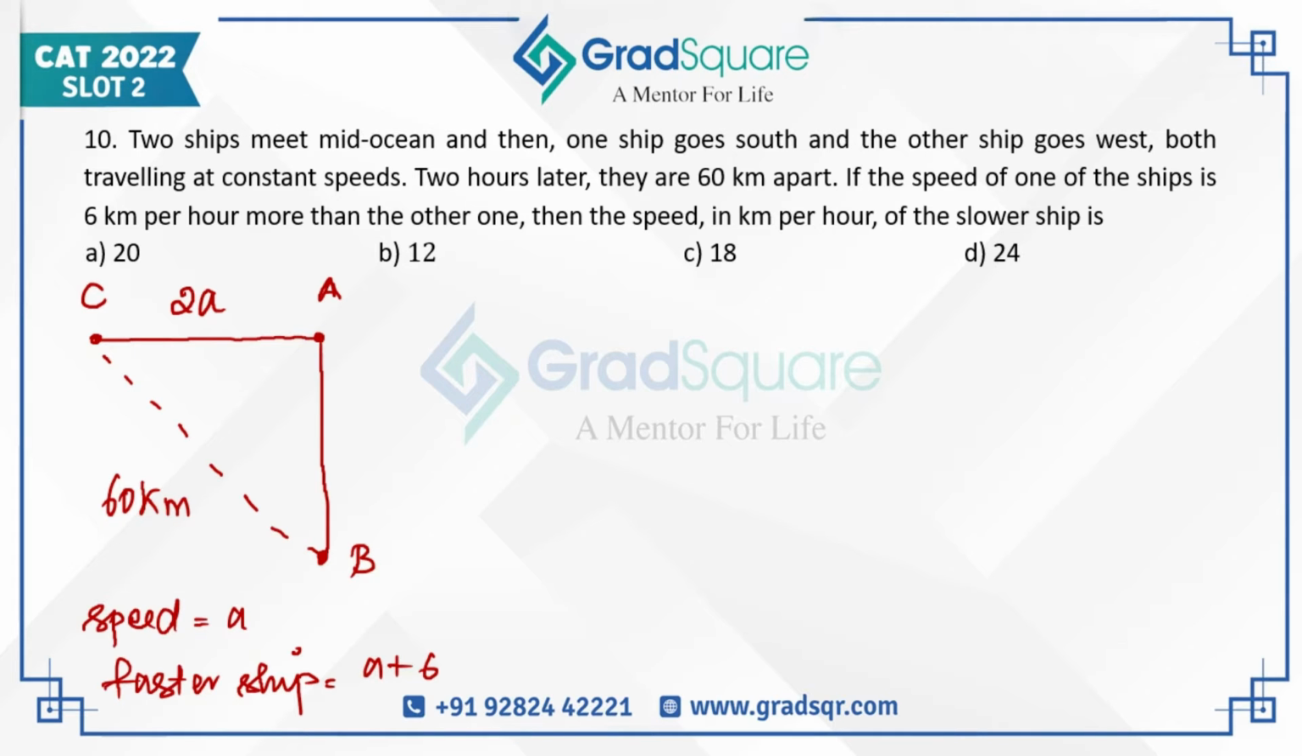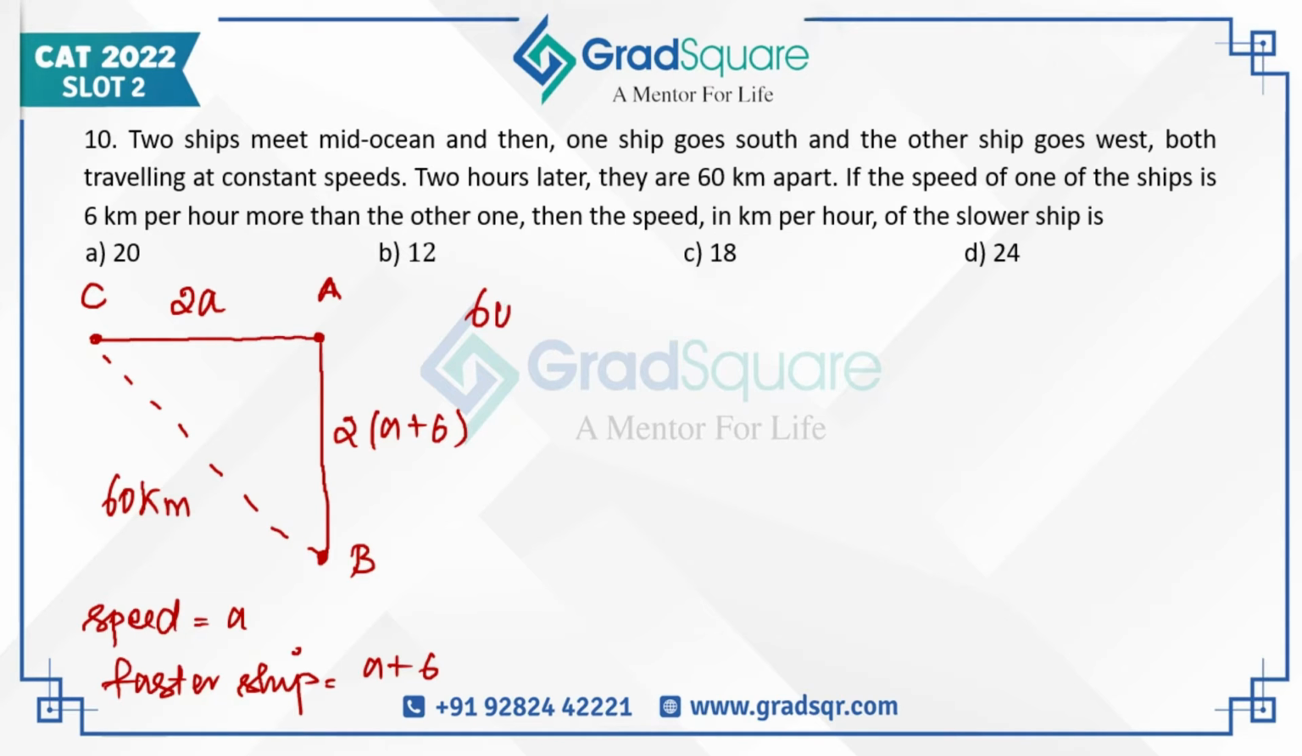The distance covered by the slower ship will be what? Distance is equal to speed into time, so 2 hours into speed. So then AB will become 2a, and AC will become 2 times of a plus 6. And we can apply the famous Pythagoras theorem here, because from what is visible we can say one of the angles is going to be 90 degrees.